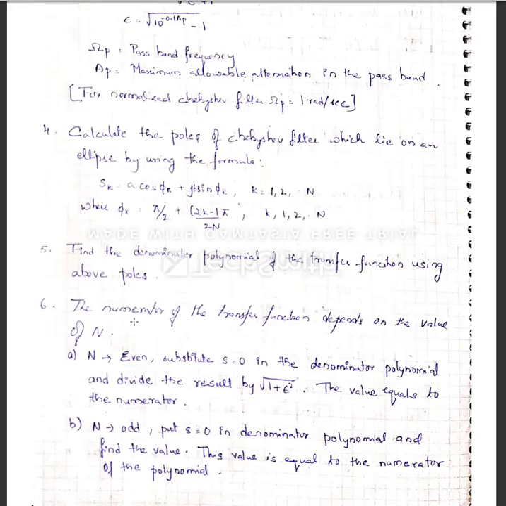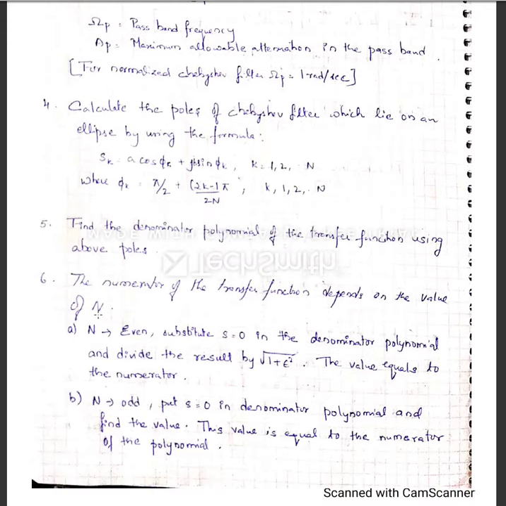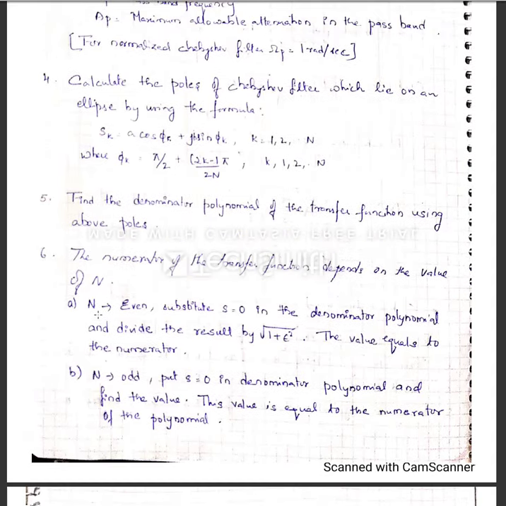Then what about the numerator? The denominator you have already found out. How do you find the numerator? The numerator of the transfer function depends upon the value of capital N. If N is even, then in the denominator you have obtained, you substitute s equal to 0 and divide that value by root over 1 plus epsilon square. If N is odd, you substitute s equal to 0 in the denominator polynomial and divide it by 1.